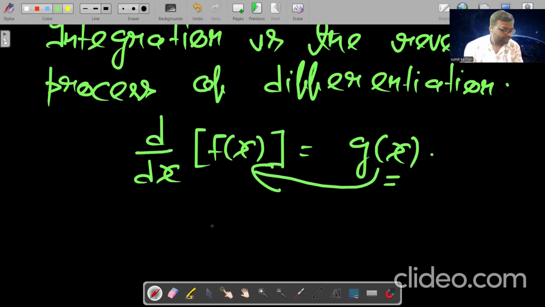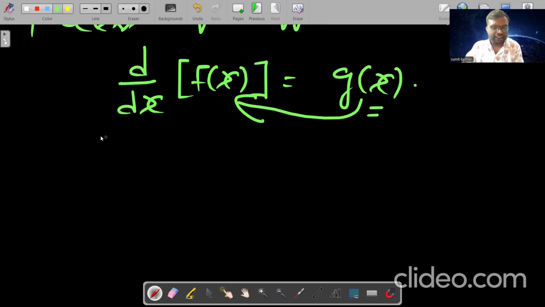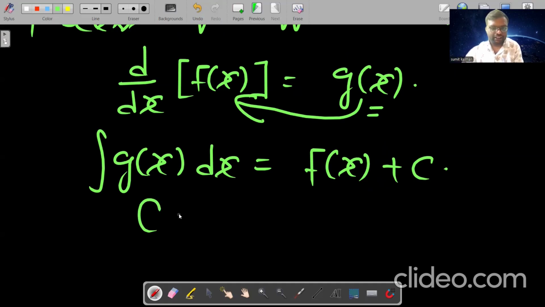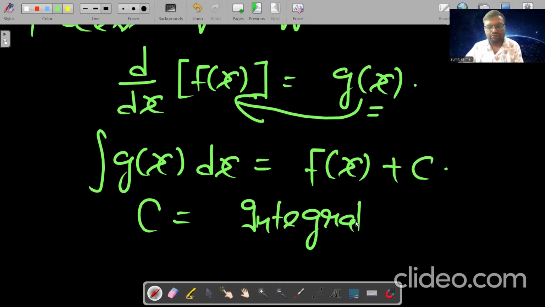Now students, if we integrate g(x) with respect to x, then students, we will get f(x) plus c. Here students, this c is a constant and it is called integration constant.